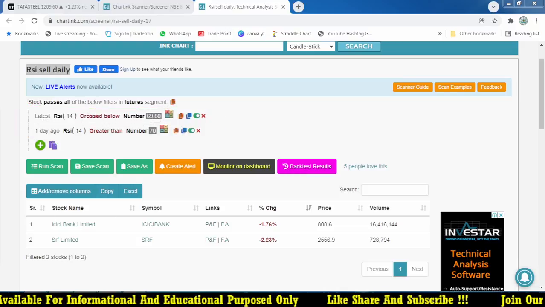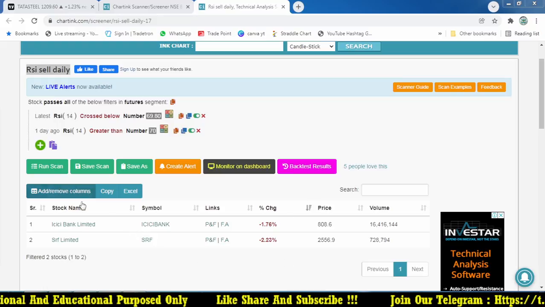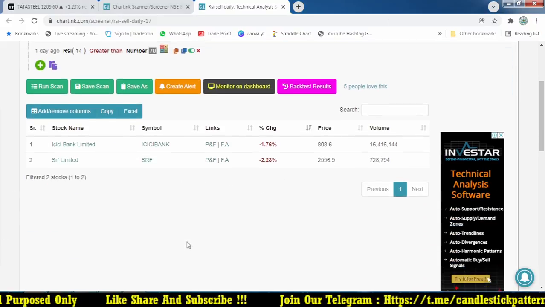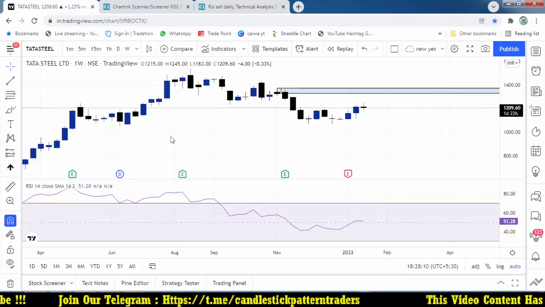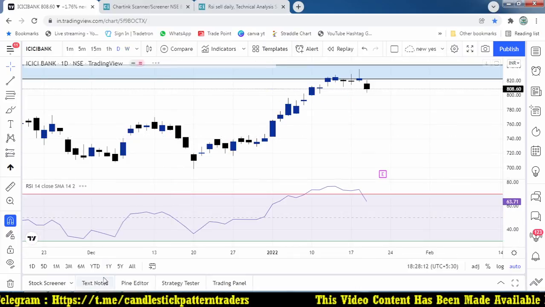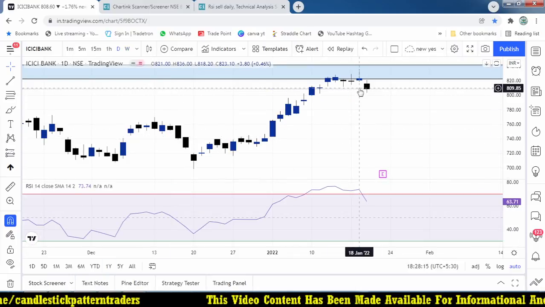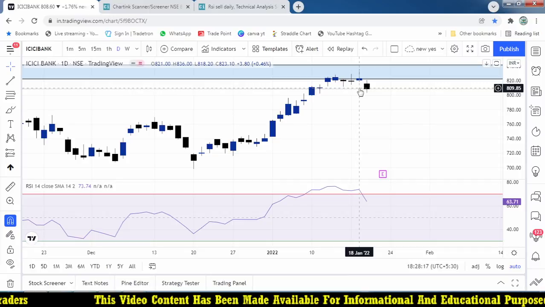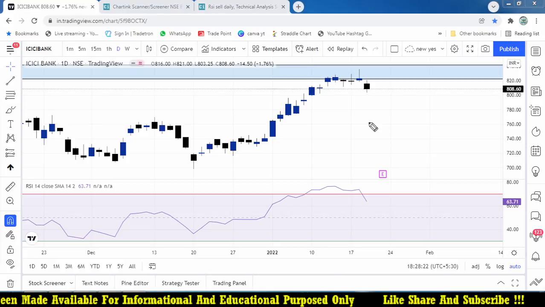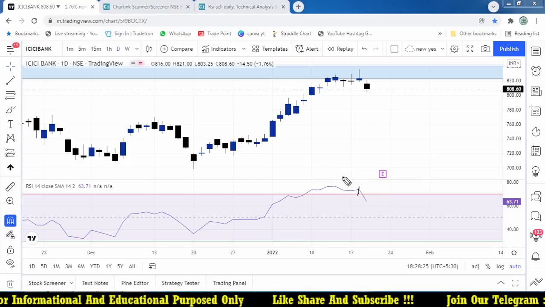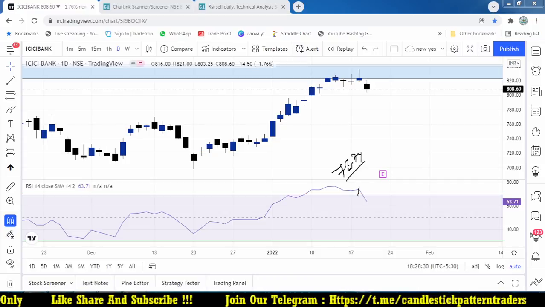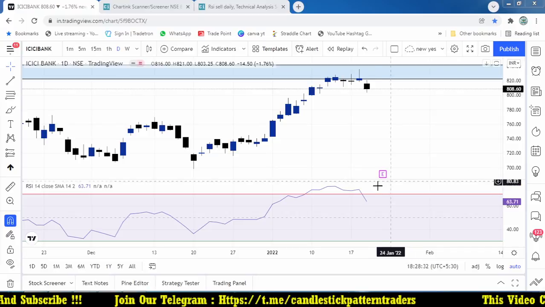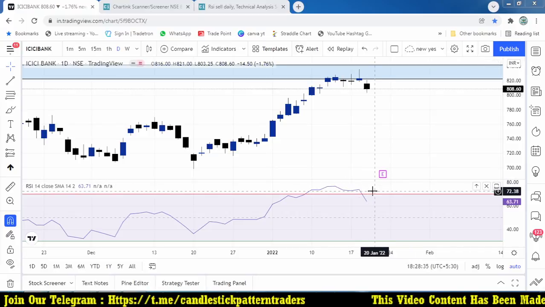Today, you can see ICICI Bank and SRF Limited are the stocks filtered by the scanner. Let's see how it happened today. ICICI Bank on the daily time frame: yesterday the RSI was 73.4, which satisfies our condition of being above 70. Today the RSI is 73.74, but the logic I am using is that it must cross below 69.8. Today it happened, and now the RSI is 63.